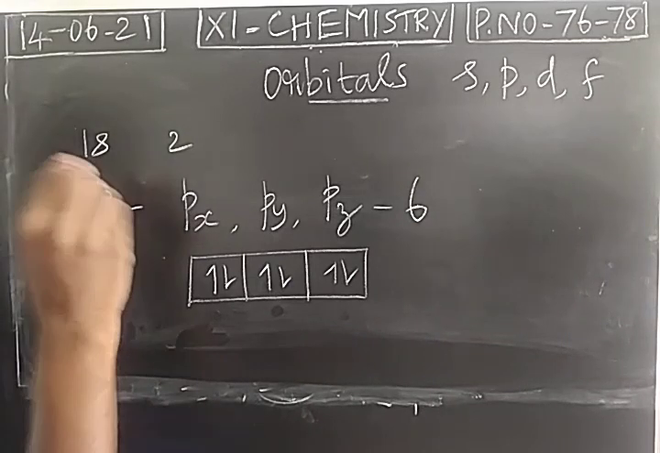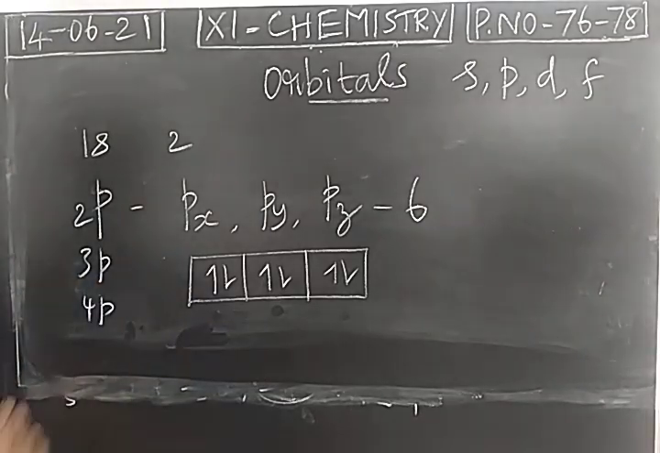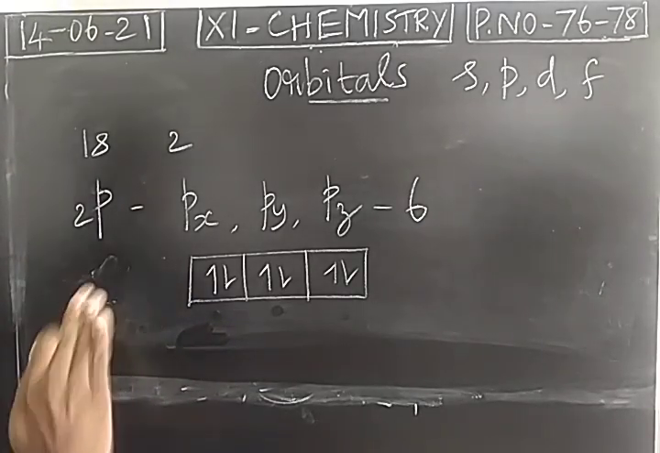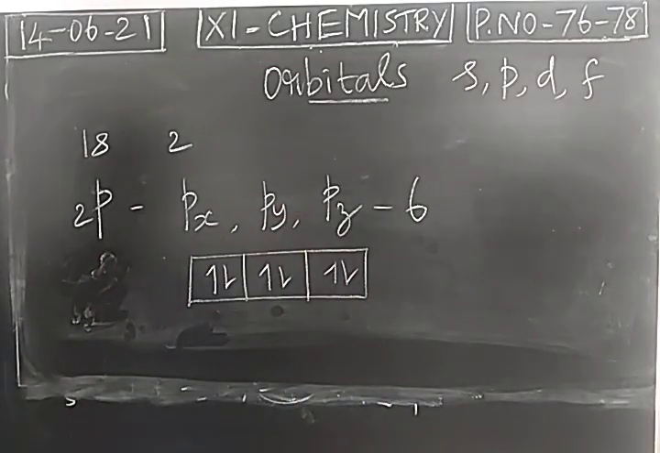It may be 2p orbital, or it may be 3p orbital, 4p orbital, whatever it may be. P orbital can accommodate maximum 6 electrons. Each type of p orbital will have 2 electrons. So maximum number of electrons in p orbital will be 6.